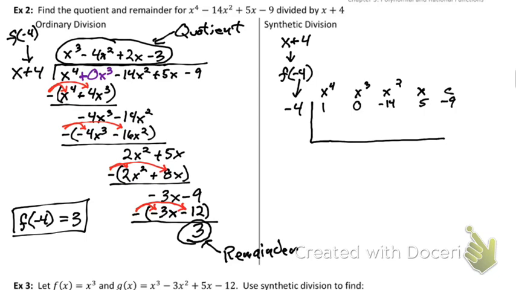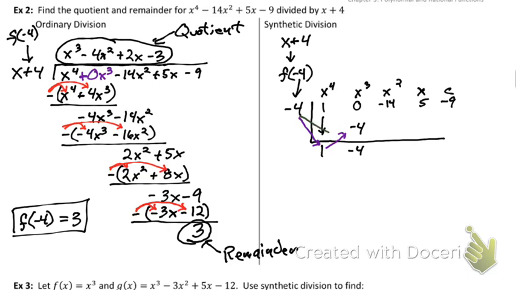For synthetic division, you drop the 1. You drop your first number. That's how you start. Then you take your 4, you multiply it by that number, and whatever you get out, you put there. Negative 4 times 1 is negative 4. 0 minus 4 is negative 4.